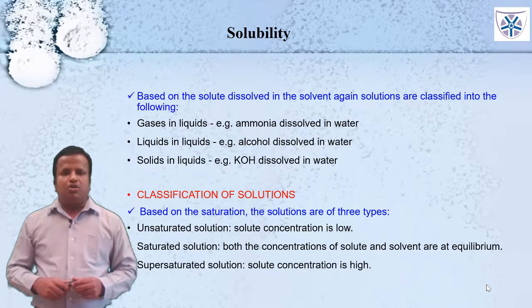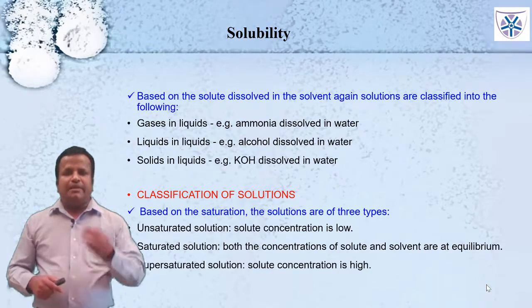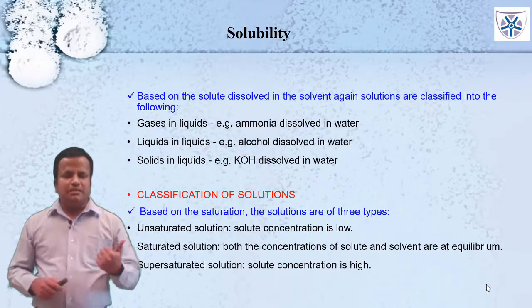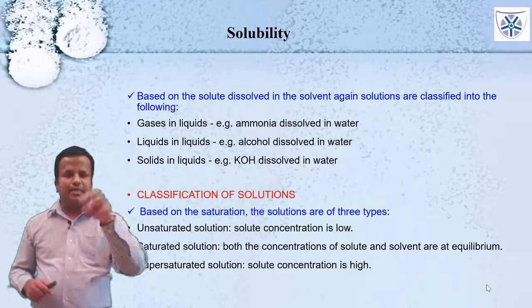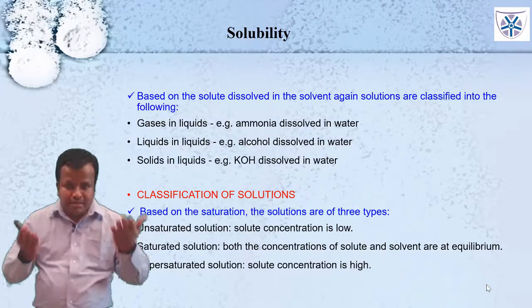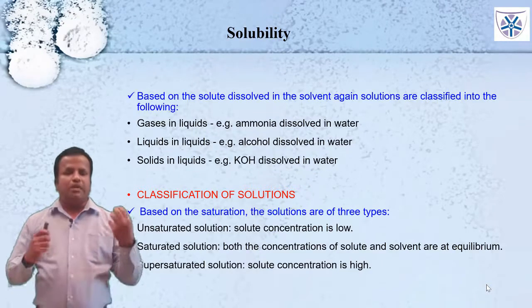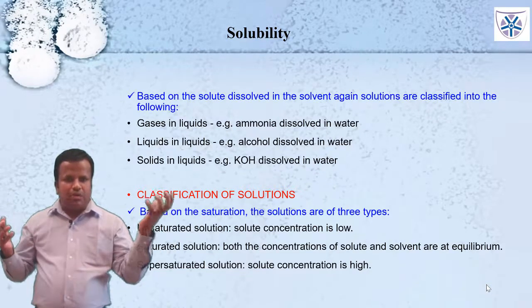Based on the solute dissolved in the solvent, solutions are classified into 3 different categories. One is gases in liquids. We can dissolve a gas in a liquid. Ammonia, for example, dissolved in water, what do we get? Exactly, ammonium hydroxide. Then liquids in liquids, for example 2 liquids you can take: one is alcohol, another is water, and we can mix them.